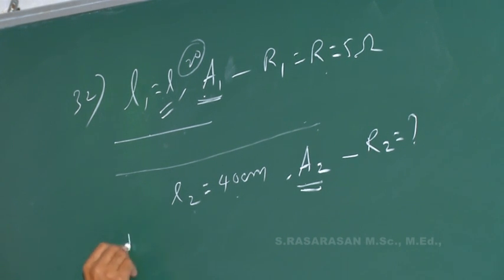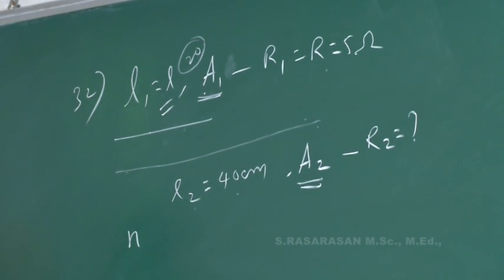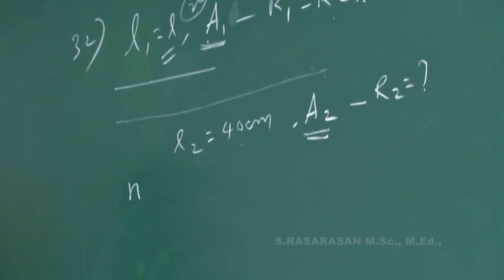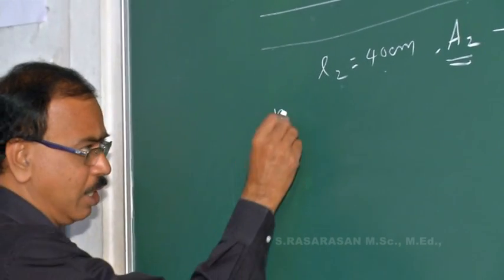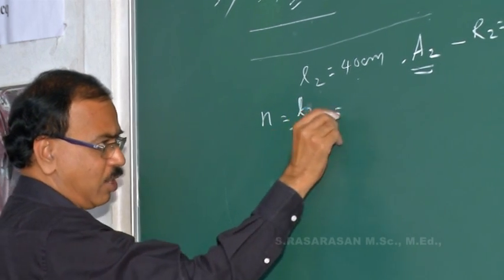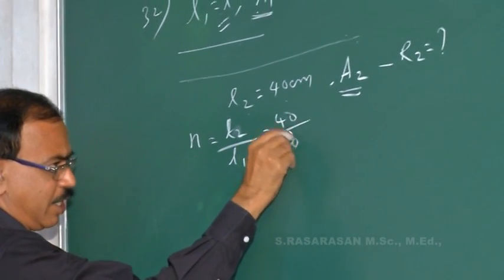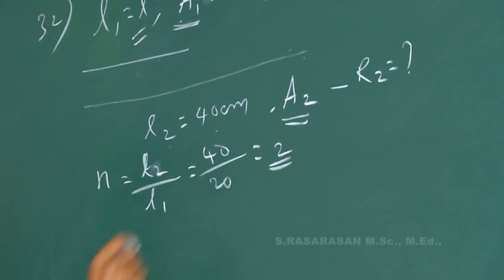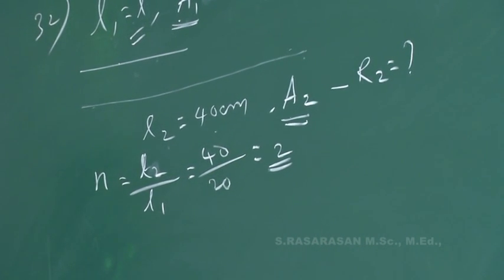So how many times has the wire been stretched? Yes, it is L2 by L1. L2 by L1 is equal to 40 by 20 centimeter. It is 2. You are stretching the wire by 2 times.